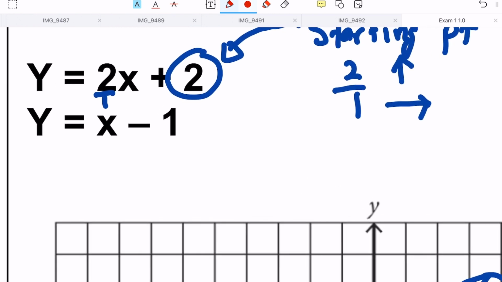Now let's look at this one over here. So Sammy, you may want to learn this method. No, I don't like that method. You don't like it? I like my chart, and I always don't like it.